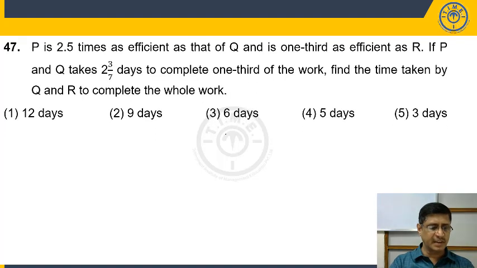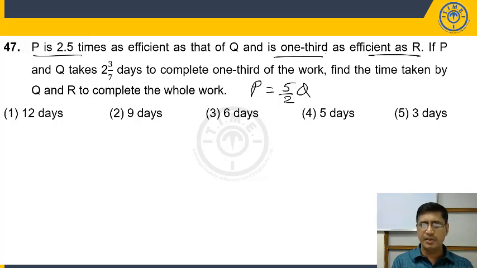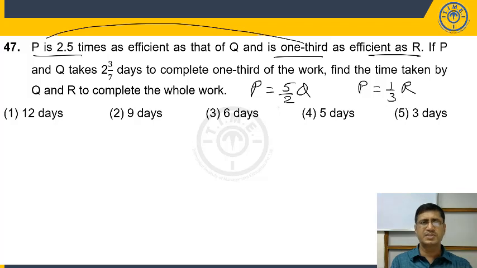Now look at the next example on your screen. P is 2.5 times as efficient as Q. So P is 2.5 times, and 2.5 is 2 1 by 2, which is 5 by 2. And P is 1/3 as efficient as R. So P is equal to 1/3 of the efficiency of R. So just find out the efficiency of P, Q and R. Q with respect to P, what is the ratio?